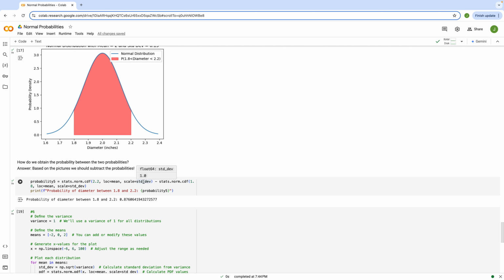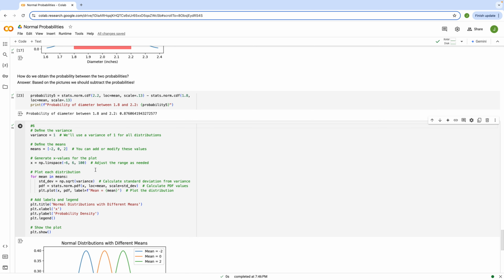Let me just change the standard deviation here, and this one is 0.13 as well. Okay, and I get 87% of the parts are between 1.8 inches and 2.2.